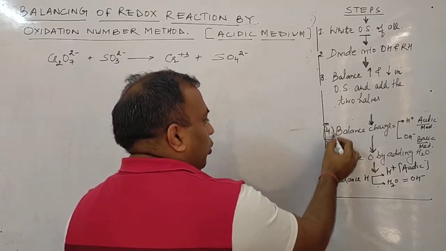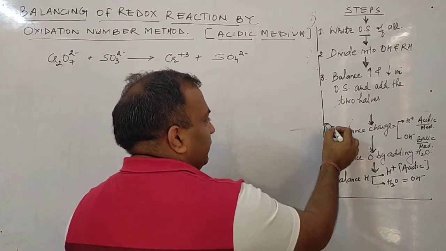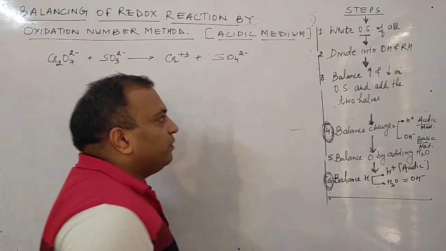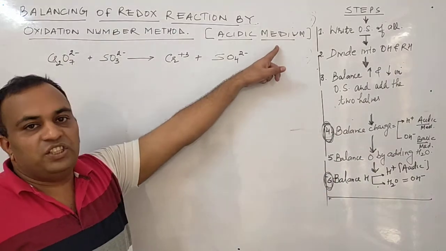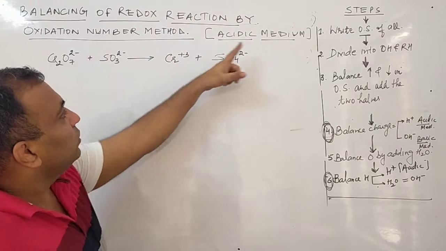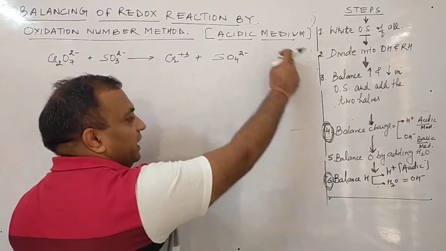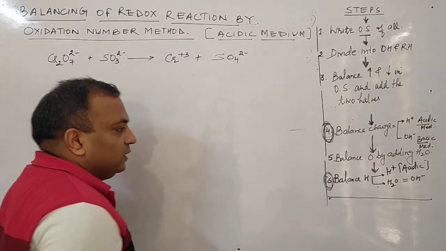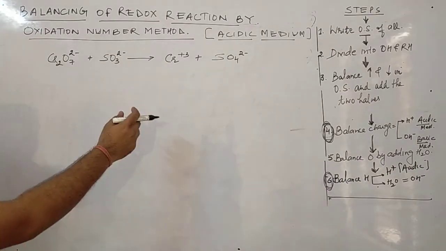Now step number 4 and step number 6. These are the steps which you have to perform according to the medium. Clear? The medium given to us is acidic medium. तो इस medium में आपको 4 और 6 step पे थोड़ा ध्यान देना है. Now we'll start with the step number 1.